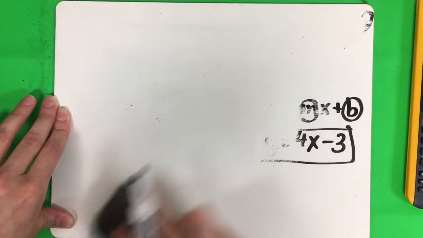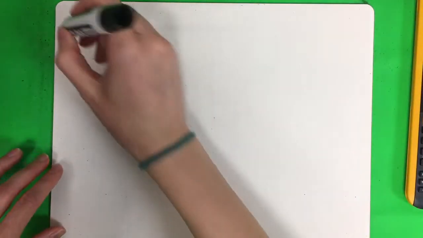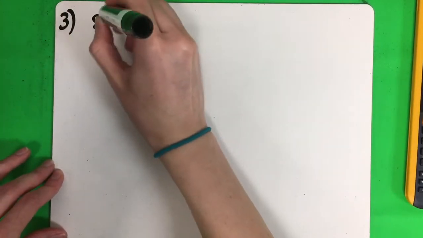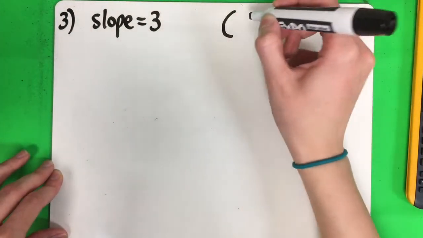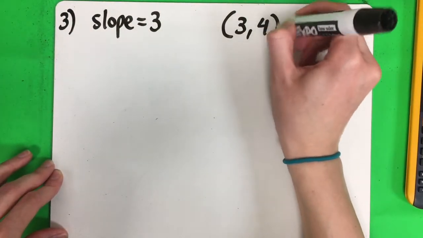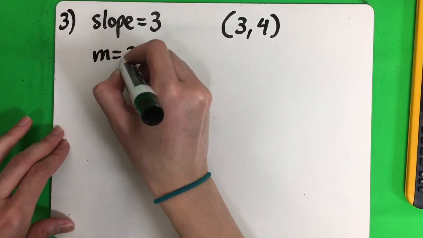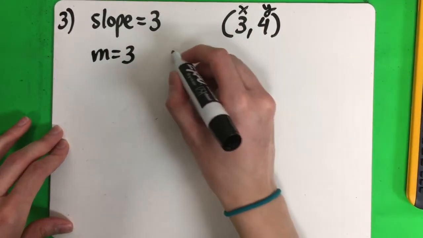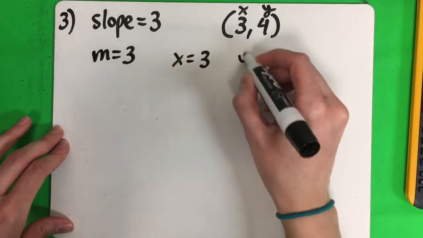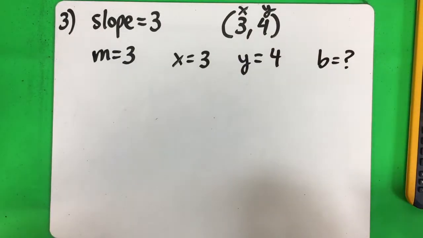Let's try question 3. Question 3 is very similar. We're just practicing again some more. So for number 3, the slope is 3, and I have the ordered pair 3, 4. Slope is m, so m equals 3, and this is x, y here. So x equals 3, y equals 4, and I need b.